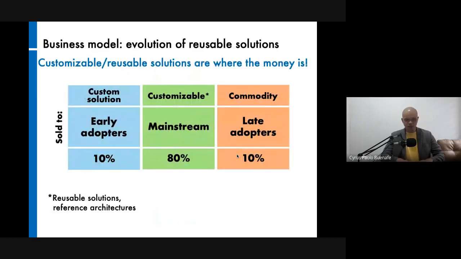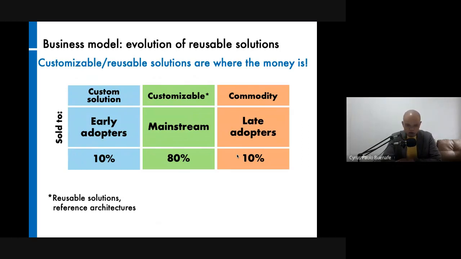So, the business model. In fact, this is how we look at it. Custom solutions, normally this is how we start. Custom solutions are sold to the early adopters. They just occupy 10% of your market. However, your customizable solutions, which are reusable solutions and reference architectures, would constitute your mainstream 80% of your market. And later on, if you're able to commoditize your customizable solution, this would be your late adopters, which would only be 10%. So think about it.